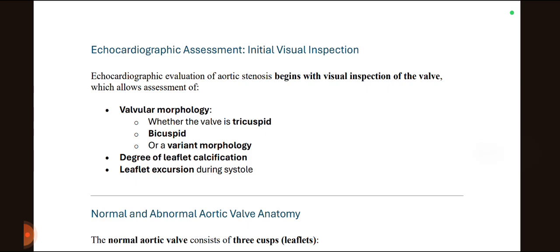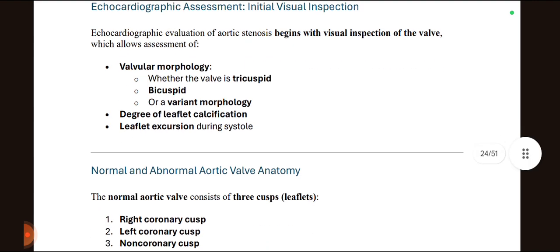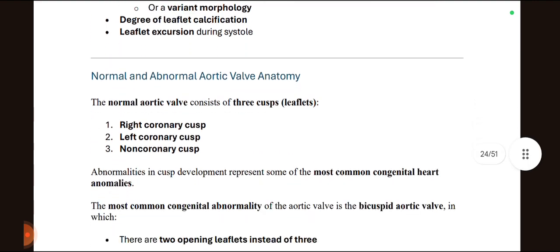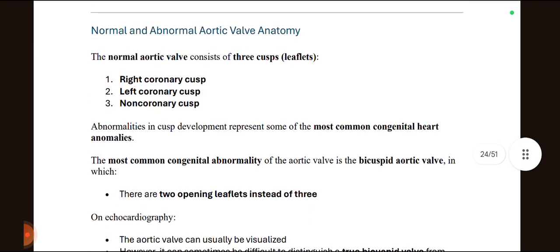Echocardiographic assessment begins with the initial visual inspection of the valve, which allows the assessment of valvular morphology, whether the valve is tricuspid or bicuspid, or a variant morphology, and the degree of leaflet calcification and leaflet excursion during systole can also be identified. So, normal and abnormal aortic valve anatomy: the normal aortic valve consists of three cusps. Okay, so there is a right coronary cusp, left coronary cusp, and non-coronary cusp.